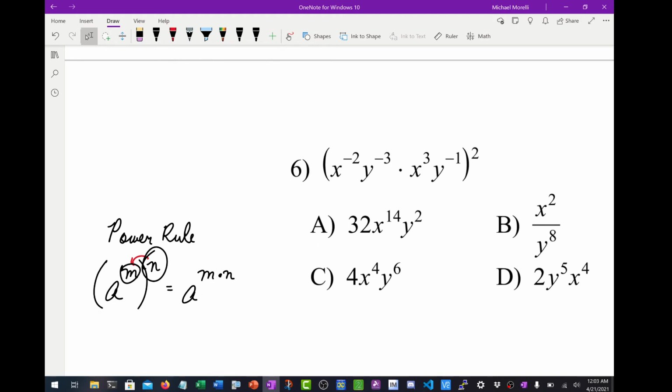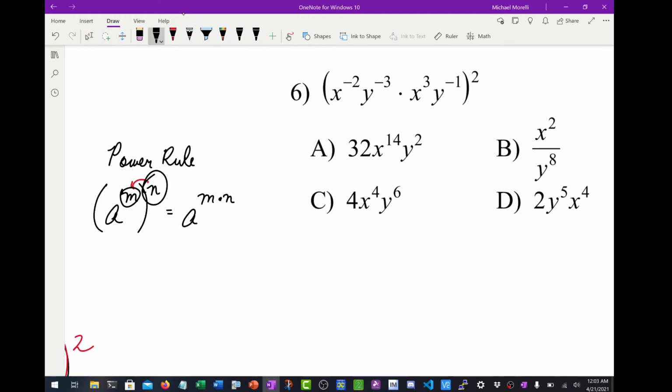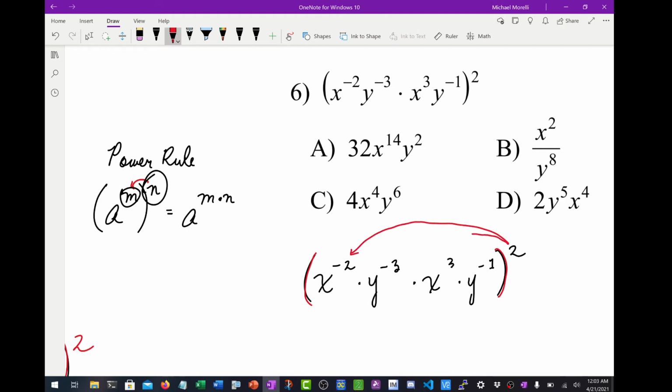All right, so here we go with number 6 here. I've got open parentheses x to the negative 2nd power times y to the negative 3rd power times x to the third power times y to the negative first power. And the whole thing is going to be squared. All right? So you see here I've only got one pair of brackets, and every term inside the parentheses already has an exponent, so I can just immediately use the power rule of exponents to distribute and multiply that 2 to every term inside. This time we'll save a little time and just do it in our heads.